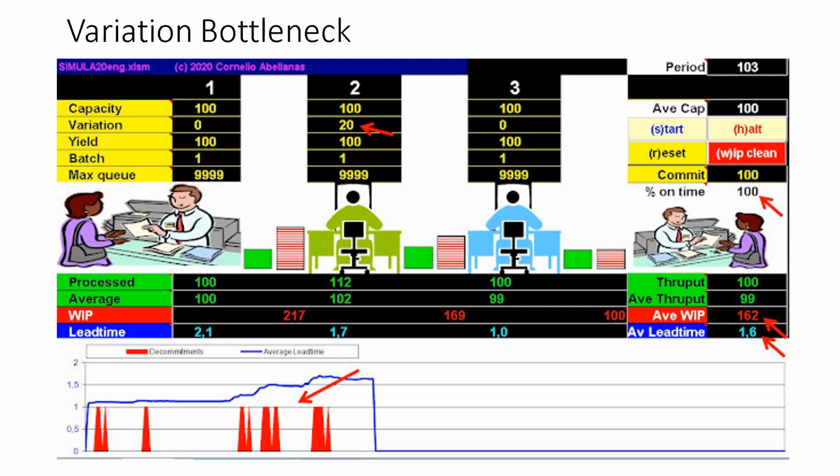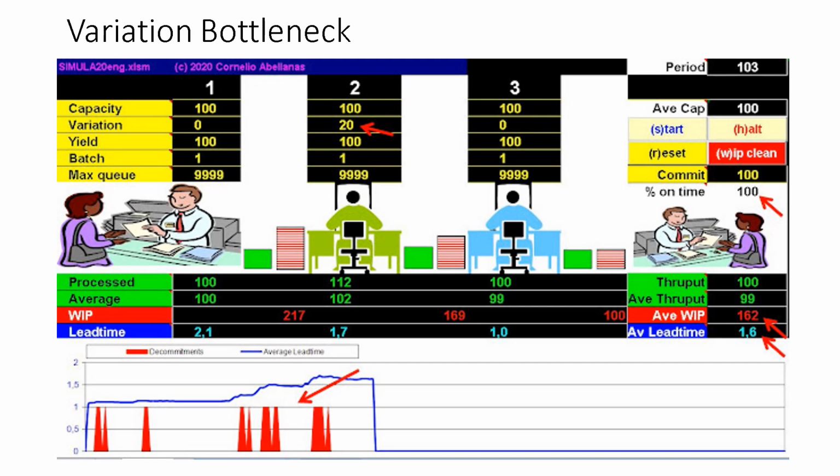What happened initially to delivery performance? What was percentage on time? What is the average production of step 2? Who is causing the problem in the line? Is he likely to admit it? Why? What is the average WIP? Where is the WIP building up?